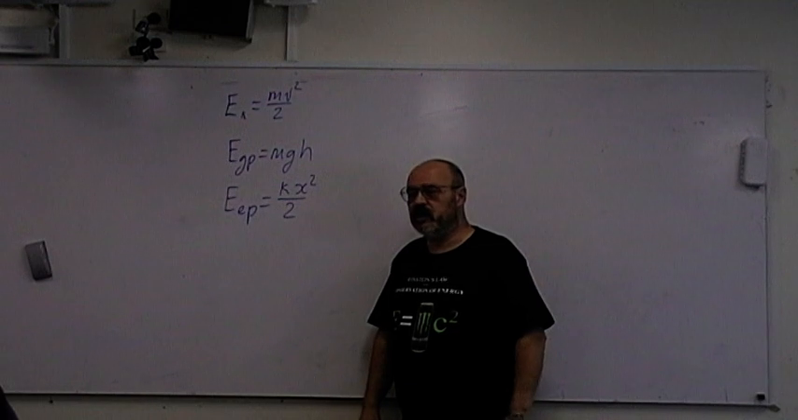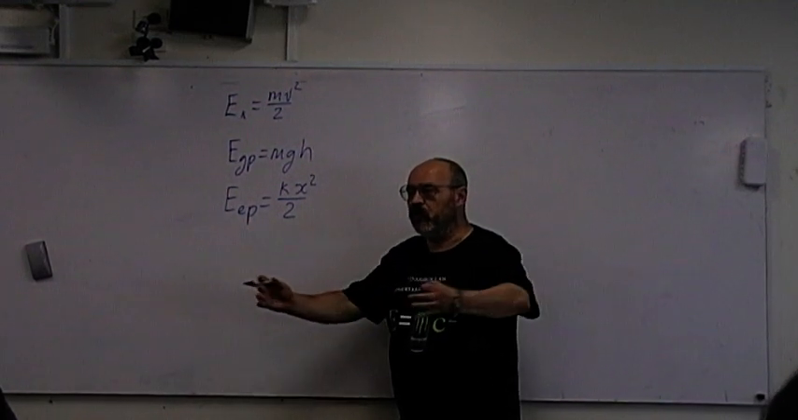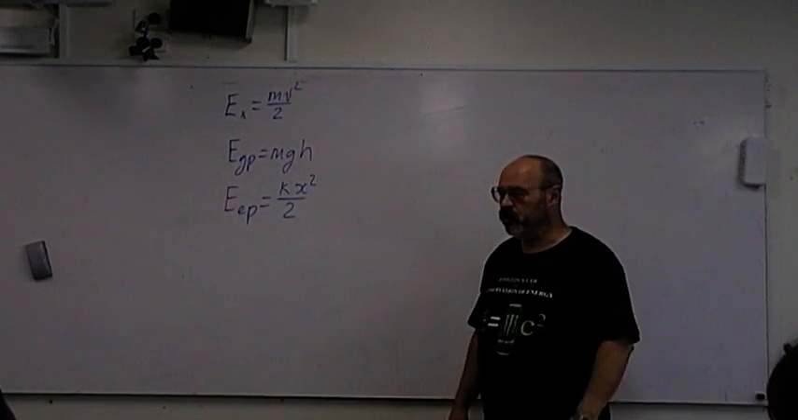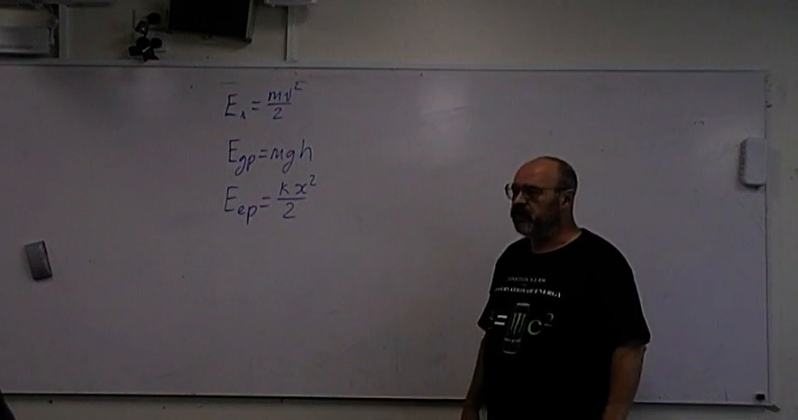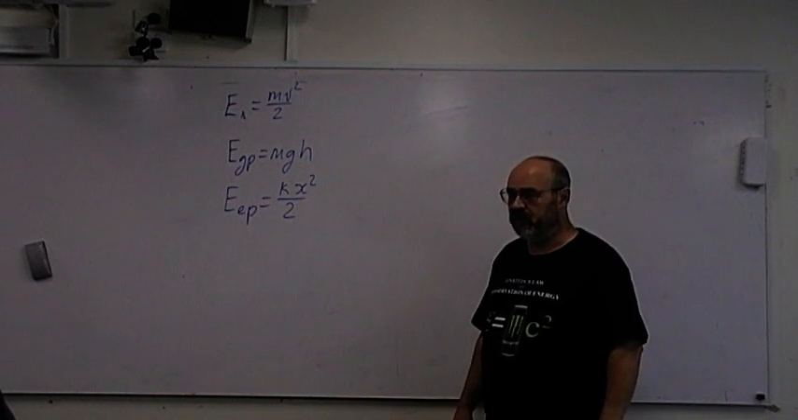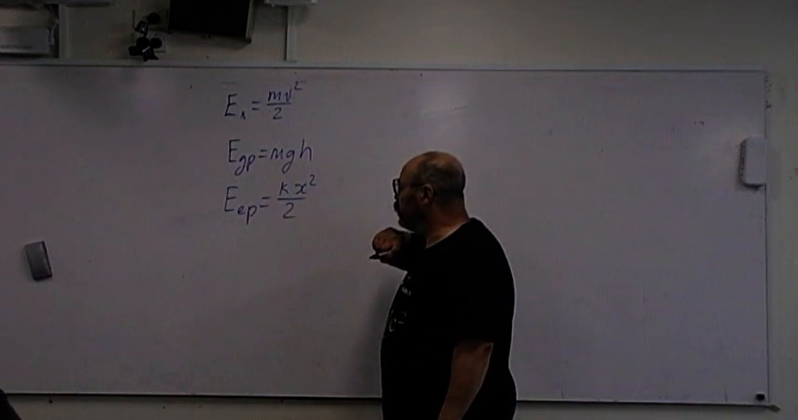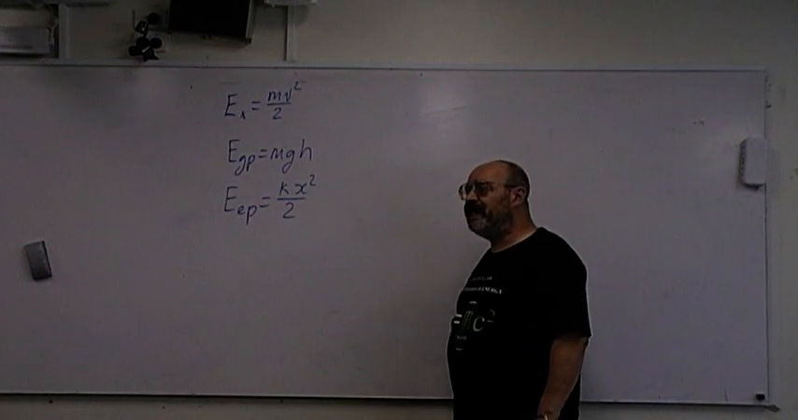where x is the extension. If we have a spring which we stretch or compress, then x will be the change in the length of the spring, and k is the spring constant, which is defined from the constant in F equals kx. Gravitational potential, elastic potential.